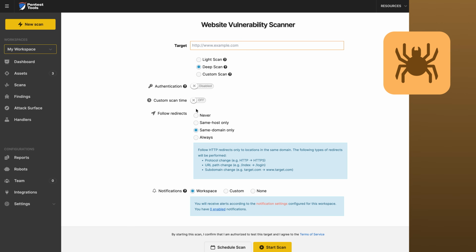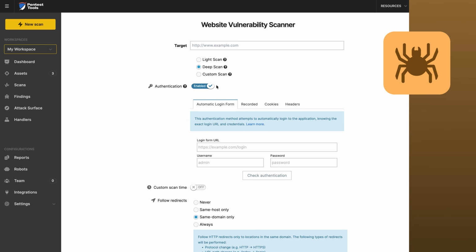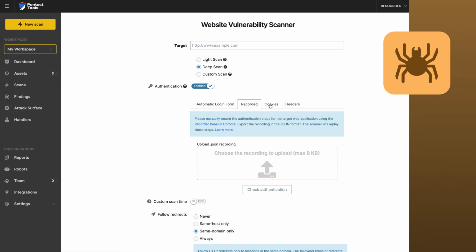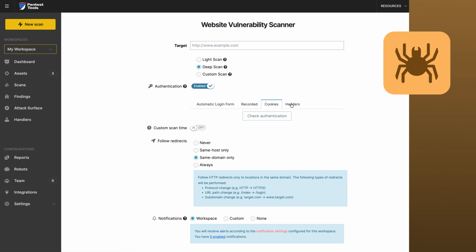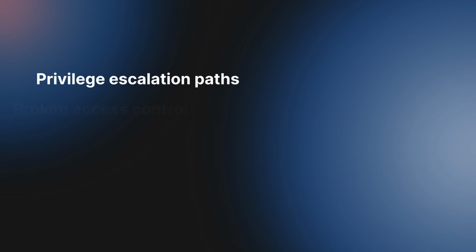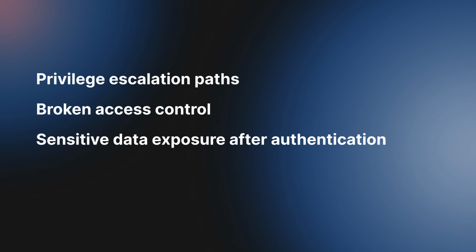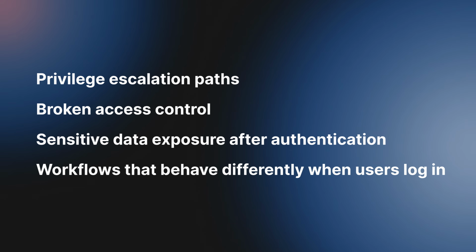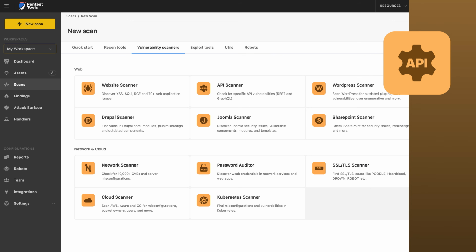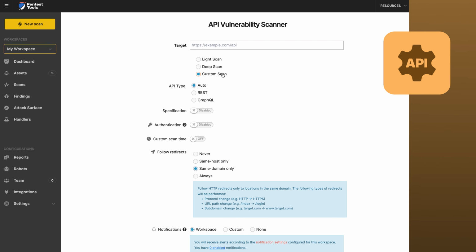WebNetSec also supports authenticated web scans, so you can evaluate what happens behind login pages, in user flows, and across role-restricted areas. Any pen tester knows this is where high-value findings hide. Privilege escalation paths, broken access control, sensitive data exposure after authentication, and workflows that behave differently once the user logs in.